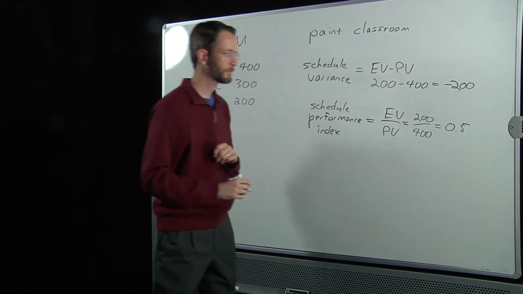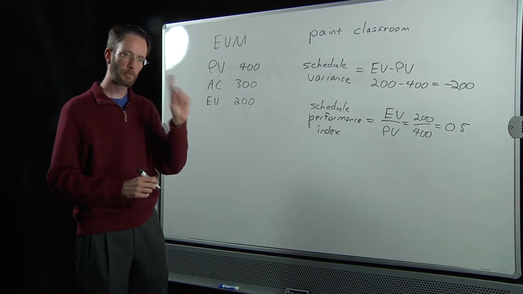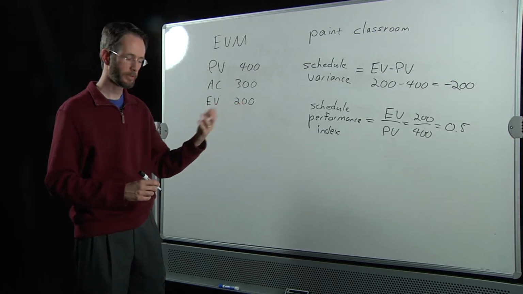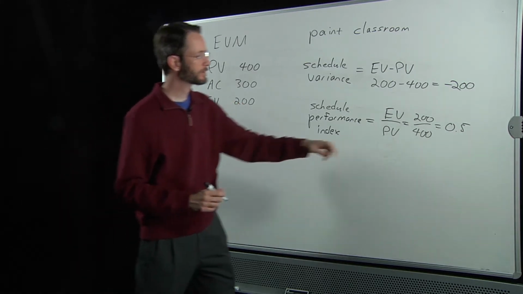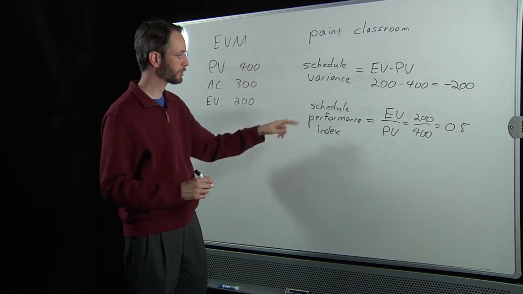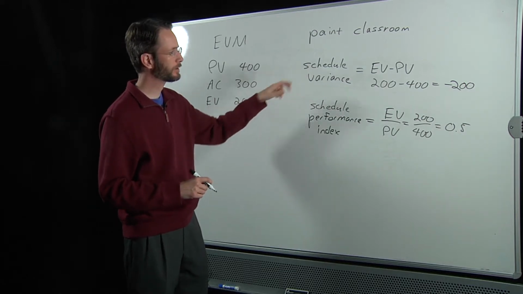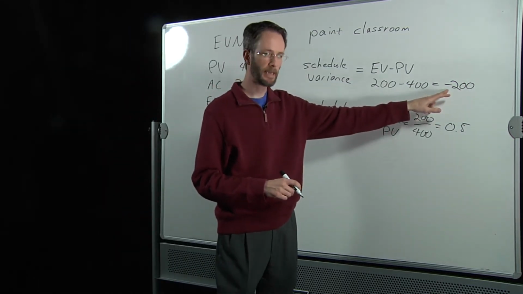$0.5. Same as the cost measures. Less than 1 is bad, 1 is perfect, and over 1 is good, basically. So this tells us that we are behind schedule when we have a less than 1 number for schedule performance index. And similarly for schedule variance, a negative number is bad.